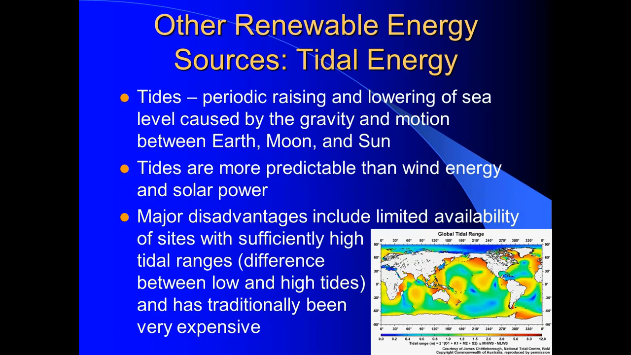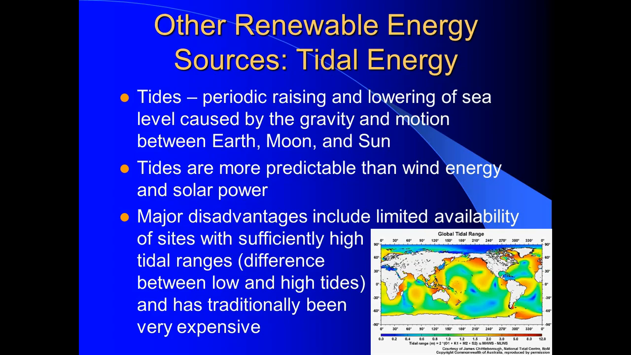We can't predict if we're going to have a sunny day. Okay? Well, we can. We talked about it. Weather, we can predict maybe upwards of 2 weeks. But tides are much more predictable than wind or solar energy. We know when the tides are coming in and when the tides are going out. So, much more predictable. Here's the big disadvantage, though.